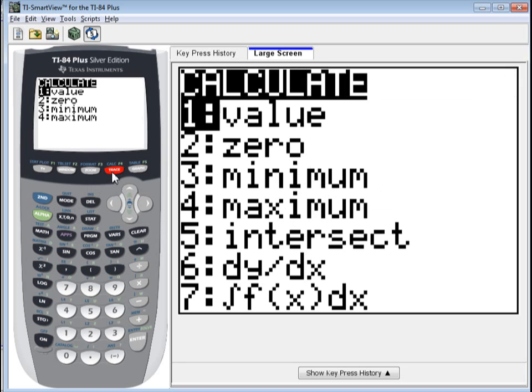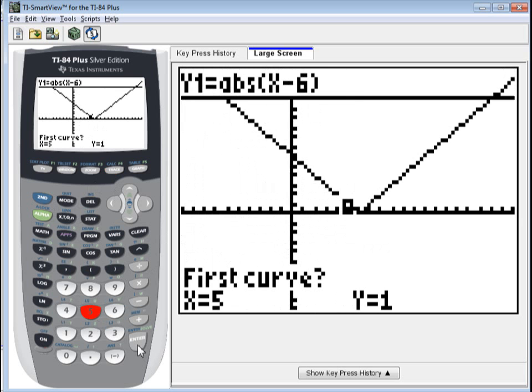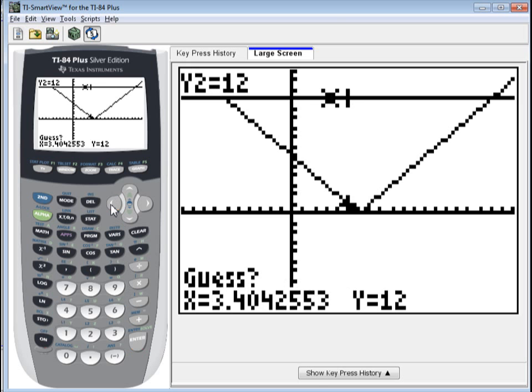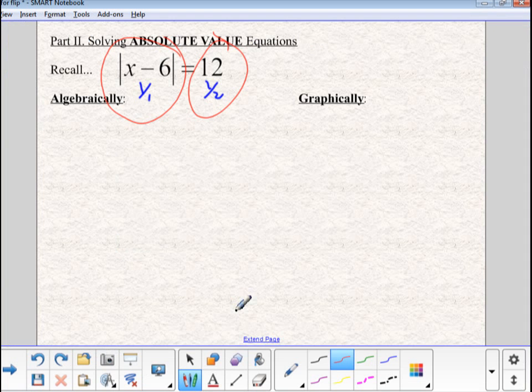So you can calculate the intersection. Second, calc. Intersect is 5. Okay, first curve is the absolute value. Second curve is 12. And now here's where the guess is important. There's two different intersections, but the calculator can only tell me one at a time. So I'm going to move the arrow over close to this one because I'm going to find that one first. And I'm going to press enter. And I see that intersection's at -6. So x equals -6 is one of my solutions.